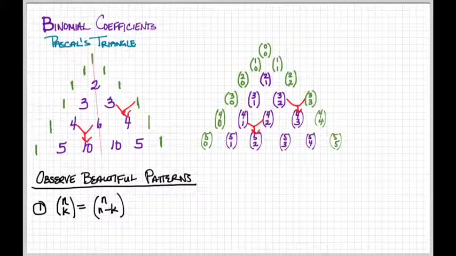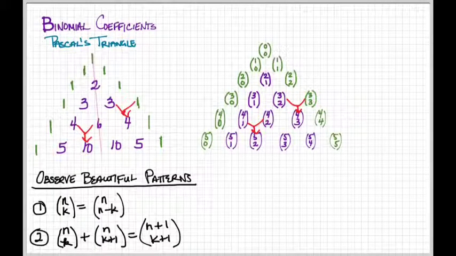And if you try to generalize this to two consecutive binomial coefficients, we get the second identity that says n choose k plus n choose k plus 1 gives us n plus 1 choose k plus 1. So the n plus 1 means we went down a row, the k plus 1 means we kept the larger subset size.